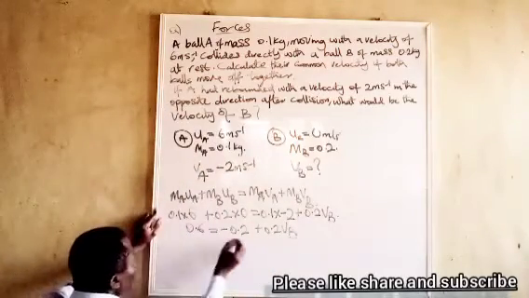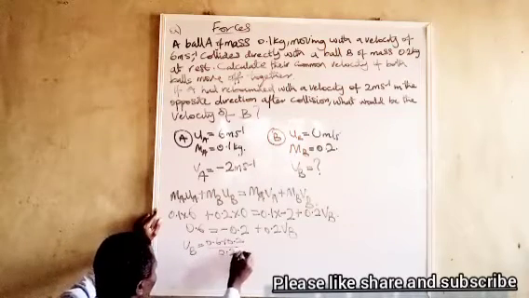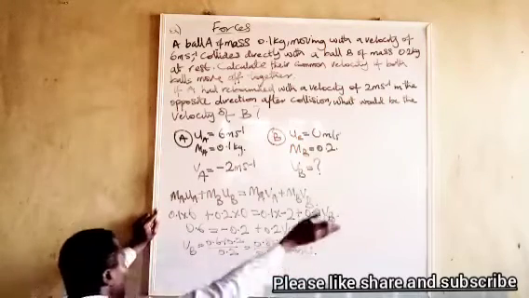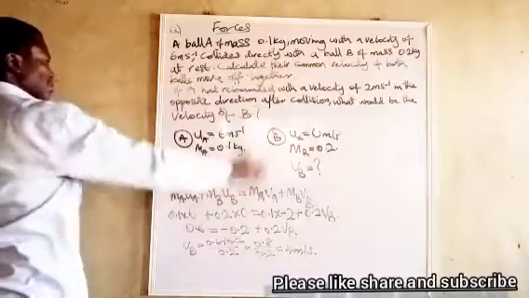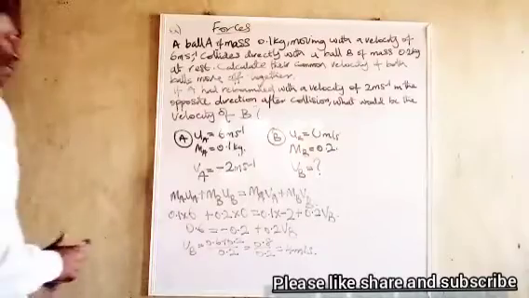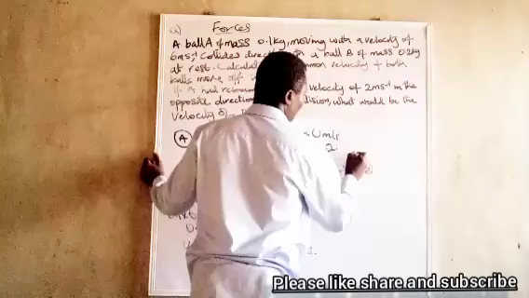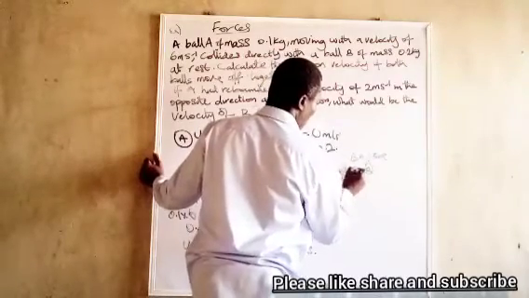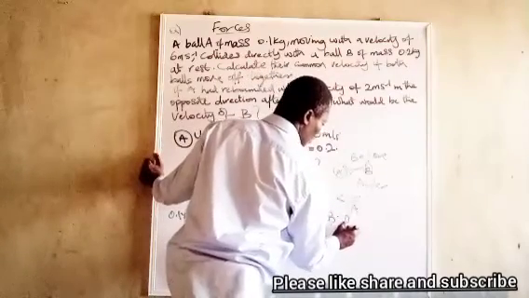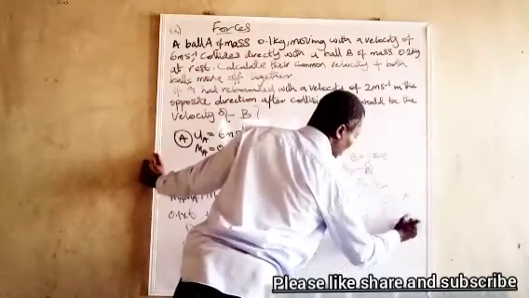So v_B will be equal to 0.6 plus 0.2 over 0.2, that is 0.8 over 0.2, and that will be 4 meters per second in the initial direction of A. It will go in the other direction to the rebounding. It will be like this: A meeting B. After the collision, A goes back at 2 meters per second, and B goes this way at 4 meters per second.